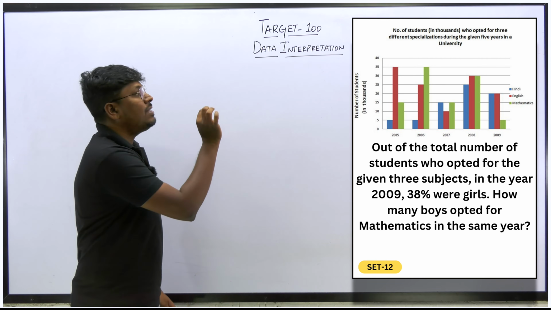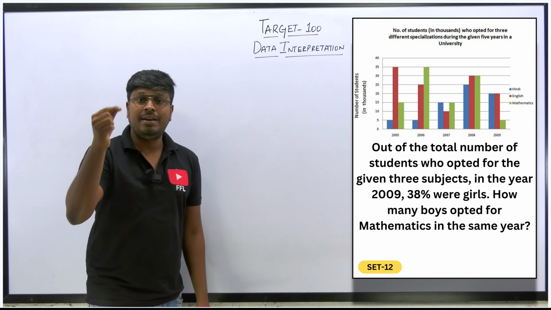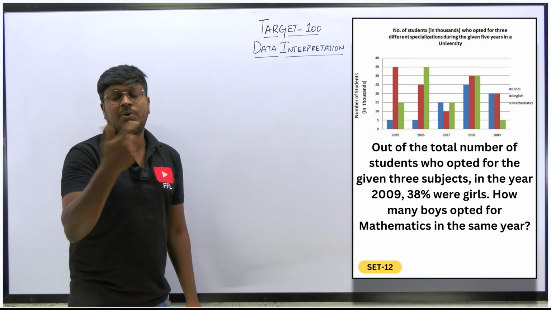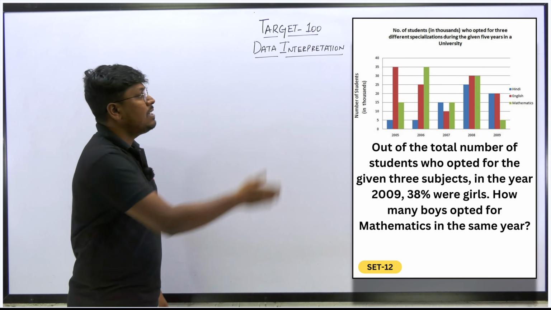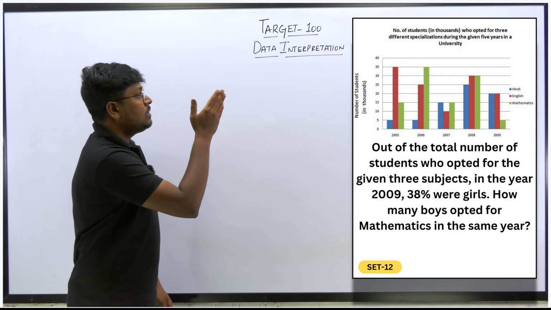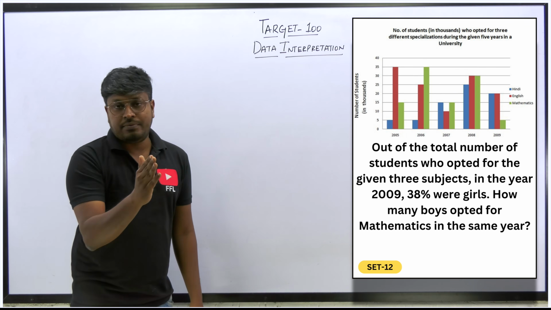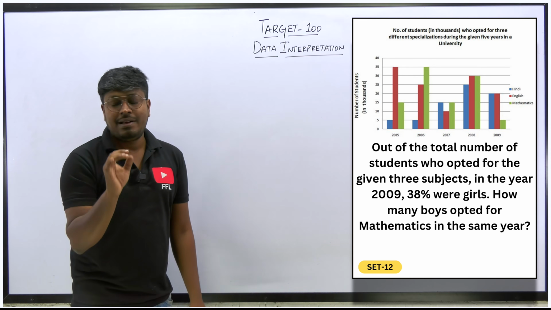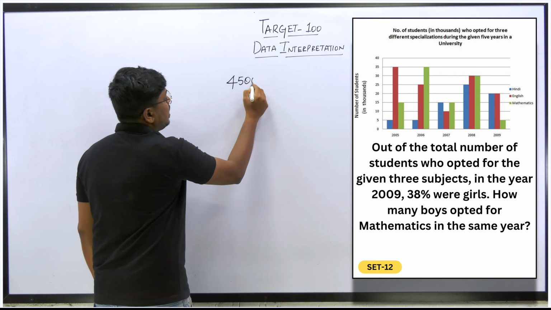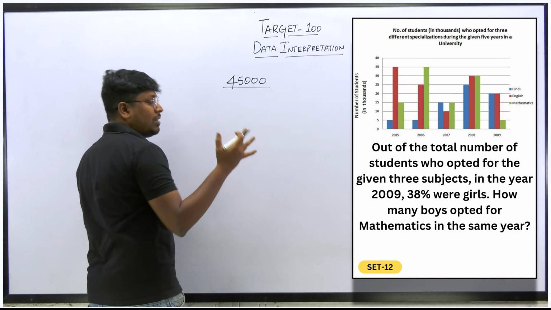So we have to find the total for the year 2009, and after finding the total, you have to find 62% of the total value, which means the total number of boys. That's it. Very easy question. Just see 2009: 20, 20 and 5, right? So 20 plus 20, 40. 40 plus 5 will be 45, and all the values are given in 1000. So we can say that 45,000 will be the total number of students who opted for all the 3 subjects.